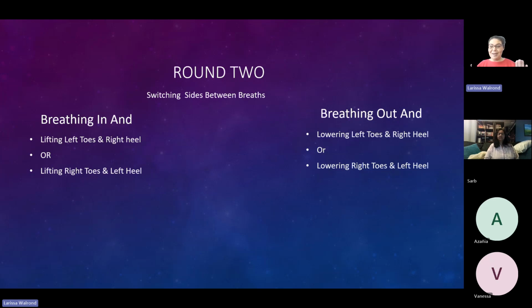This one really challenges my dyslexia because left and right, and then in and out. Okay, so breathing in, left toes, right heel up. Breathing out, lowering. And then switching sides. Breathing in, right toes, left heel up. And breathing out and lowering. So you've got kind of like a seesaw thing going on. Okay. So go ahead and try that on your own for about a minute.